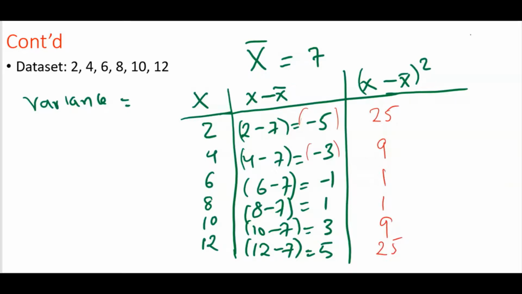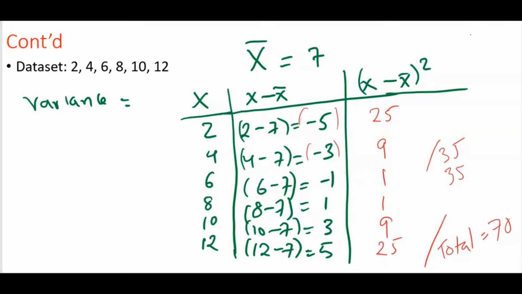Okay? So, in order to find the variance, you have to add up these numbers. So, what is the total here? When I add up these numbers, 25 plus 9 plus 1, that is 35. So this is also 25 plus 9 plus 1, that's another 35. So the total is 70.